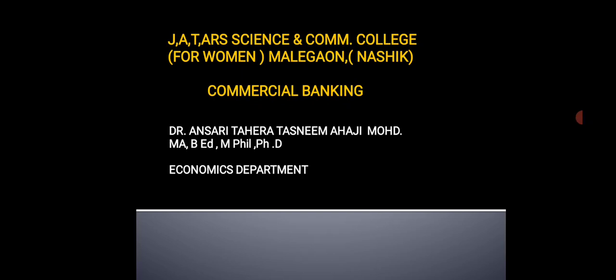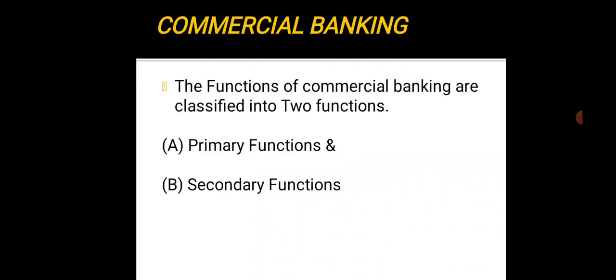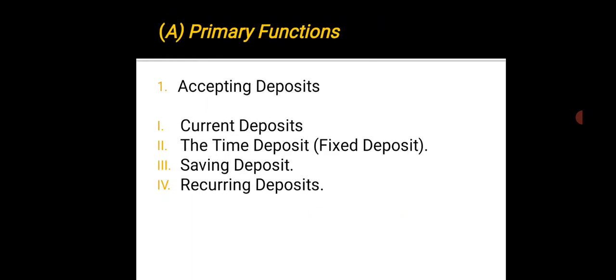My topic is commercial bank. What are the functions of commercial bank? The functions of commercial banking are classified into two main functions: primary function and secondary function. In the primary function, there is accepting deposit and granting loan.